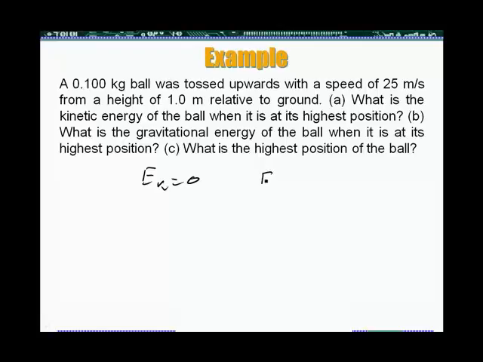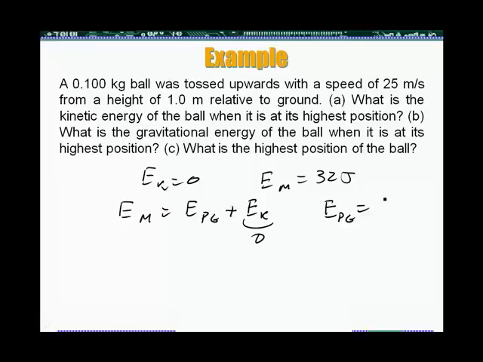Now then, but mechanical energy, we said, it is 32 joules. So what does that tell us about the gravitational potential energy? Since the mechanical energy is equal to gravitational potential energy plus kinetic energy, since this is 0, that tells us our gravitational potential energy at that point is just 32 joules.